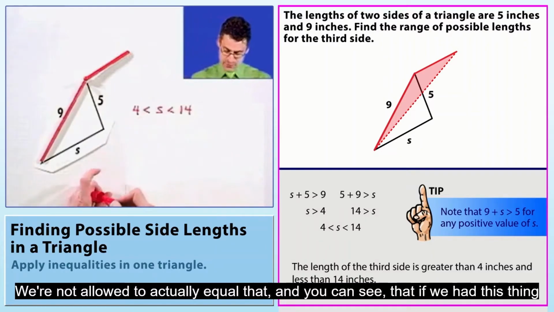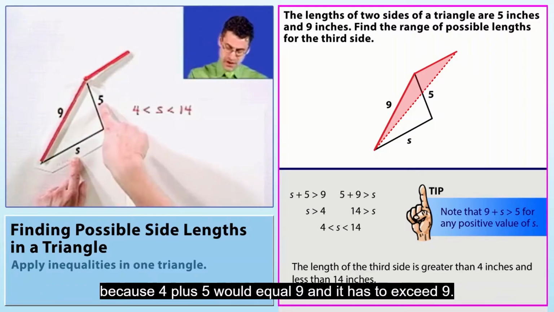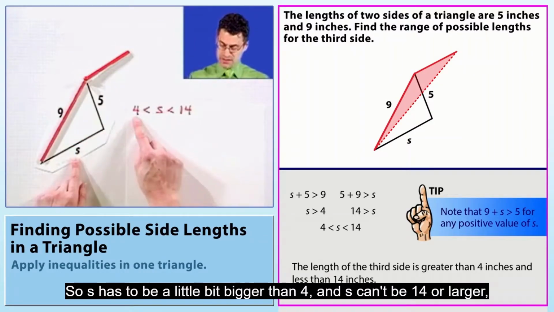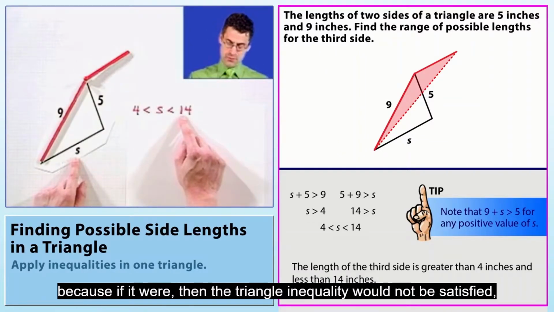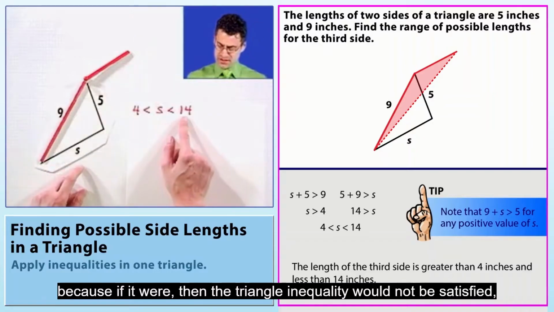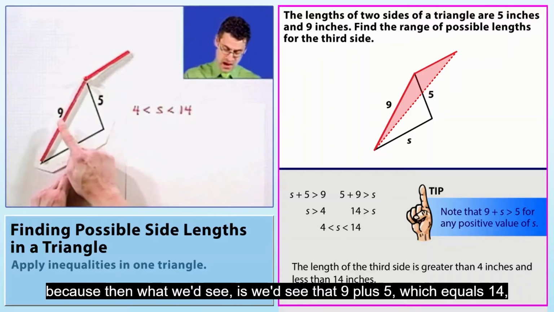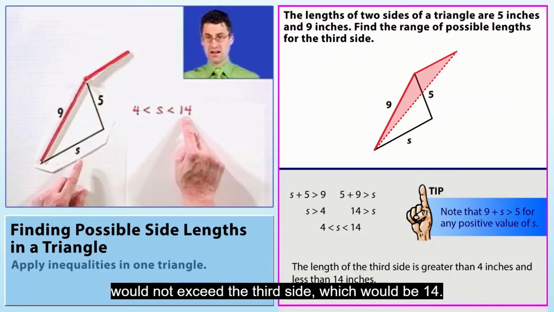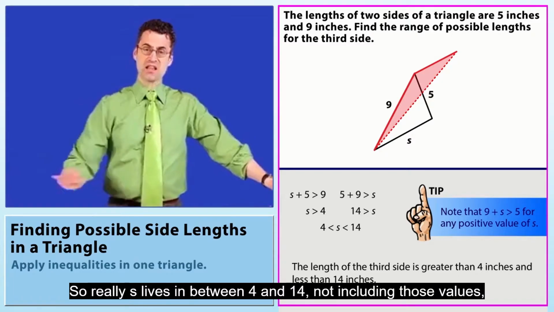And you can see that if S equaled 4, then the triangle inequality would not hold, because 4 plus 5 would equal 9, and it has to exceed 9. So S has to be a little bit bigger than 4, and S can't be 14 or larger, because then 9 plus 5, which equals 14, would not exceed the third side, which would be 14. So really S lives in between 4 and 14, not including those values.